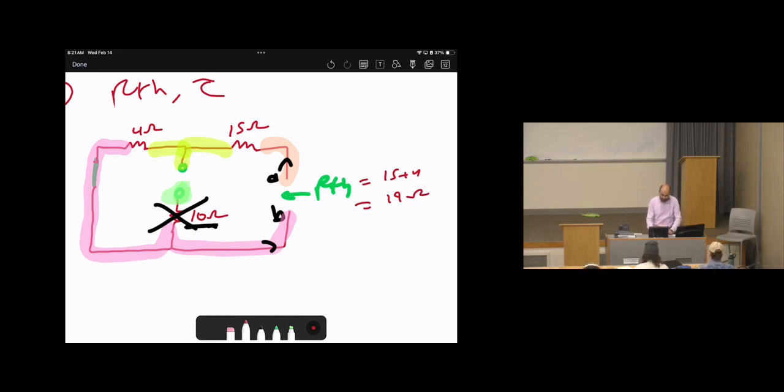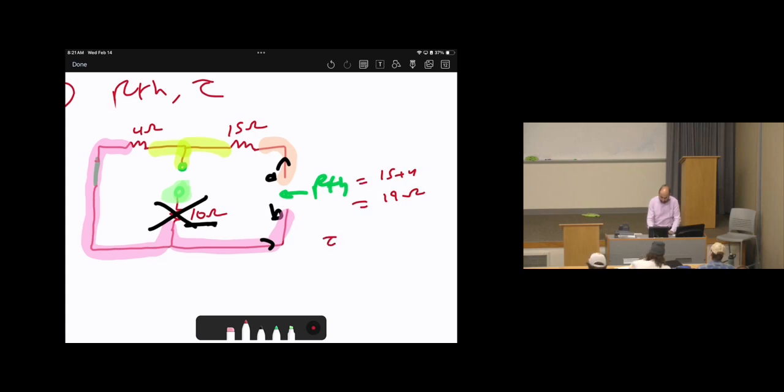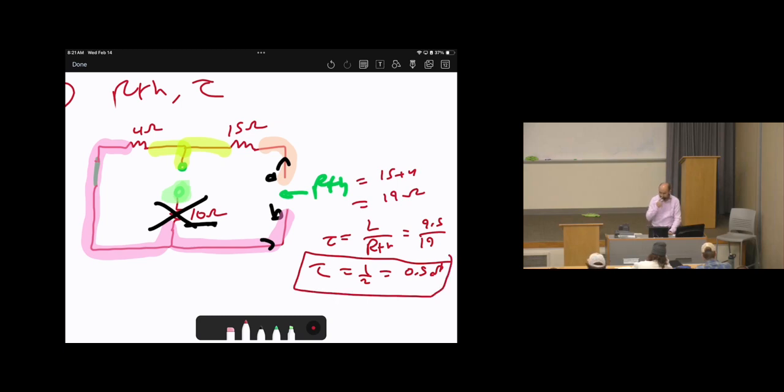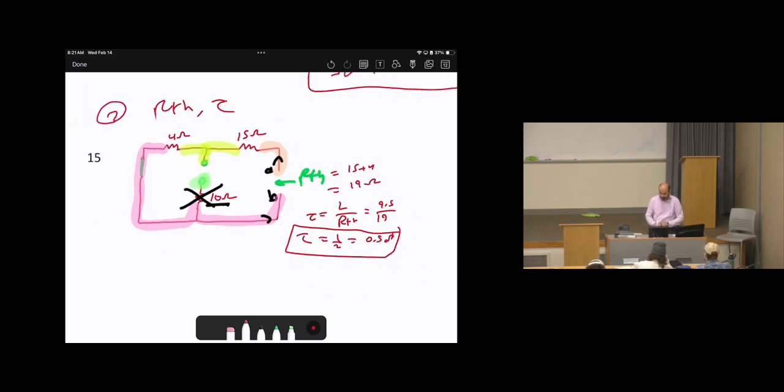The next step, we are not done yet because we need to calculate tau. This is the second unknown, which is L over R Thevenin. L is given in the question as 9.5 Henry over 19 ohms. So the answer will be 1/2, or in other words, 0.5 seconds. So this is tau, then box your final answer for tau. Okay? So finding tau, or R Thevenin, can be easy and at the same time tricky. You need to just be careful to understand what's going on.